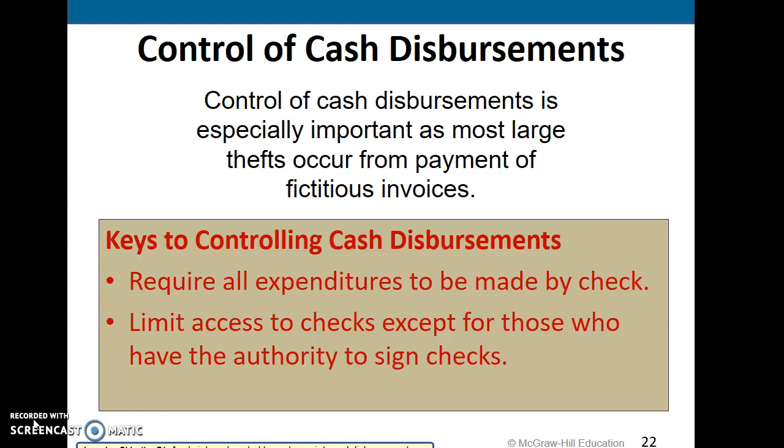So if we have multiple people able to gain access to the checks, then that's not implementing proper internal controls because more than the people that are needed to have access to the checks have access. So we want to limit that access to those that have authority.